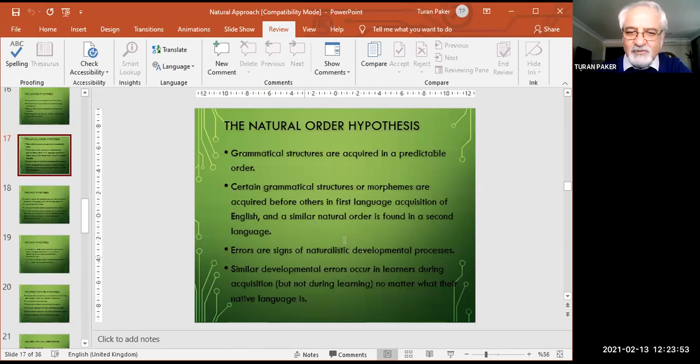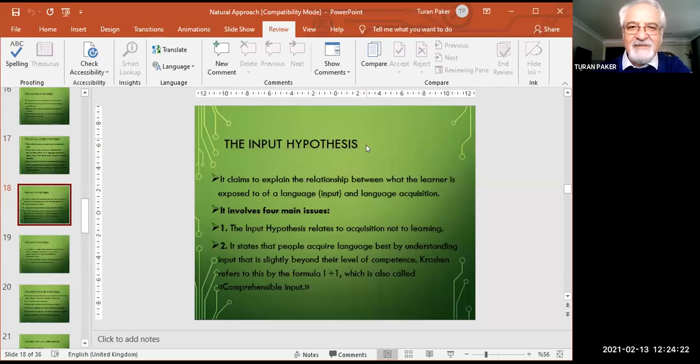And errors are signs of a naturalistic developmental process. We talked about interlanguage, and similar developmental errors occur in learners during acquisition, but not during learning, no matter what their native language is. So if you just give mechanical drills, students will do it correctly. Just give one example, they can do 200 of them. But in natural communication, you can easily identify their problems. And another hypothesis, the input hypothesis, we talked about i+1.